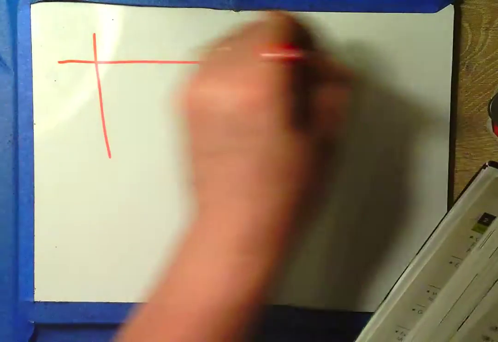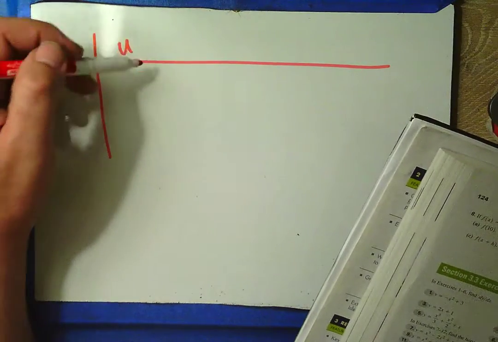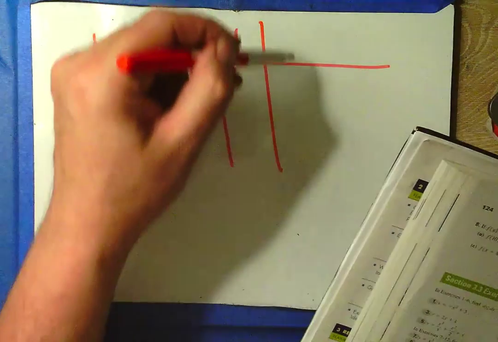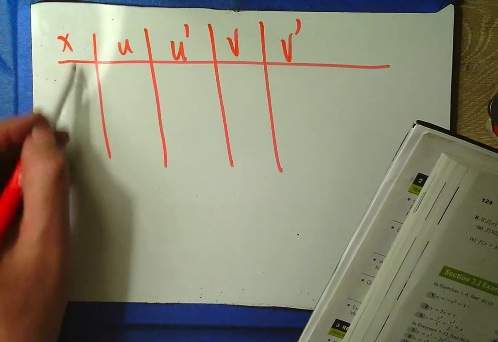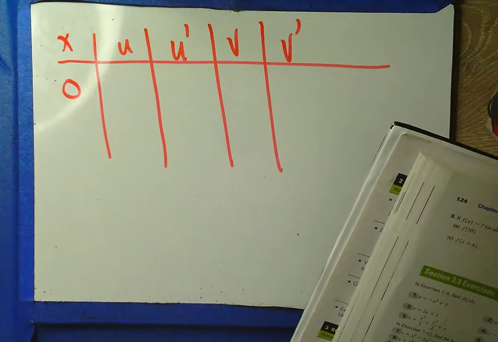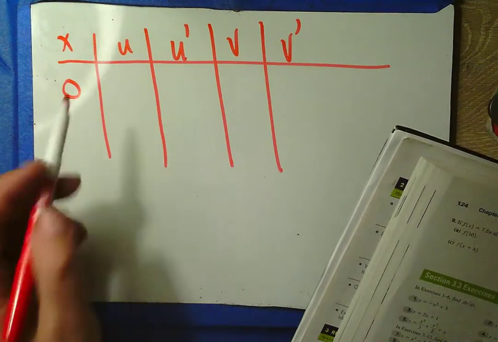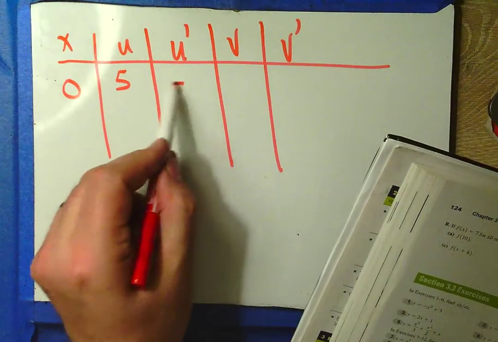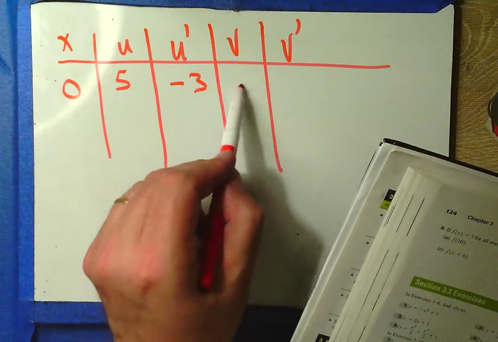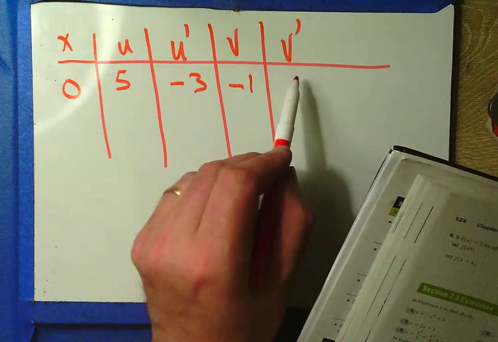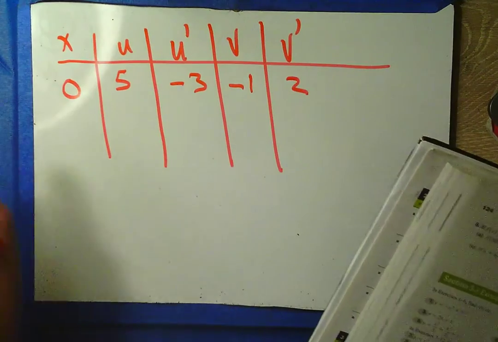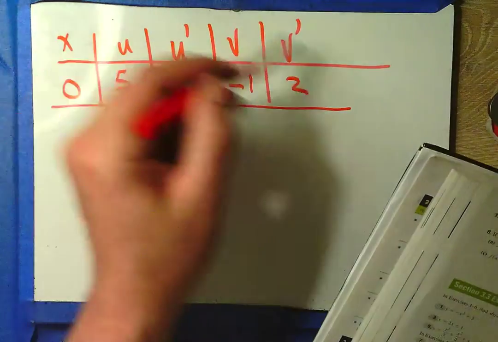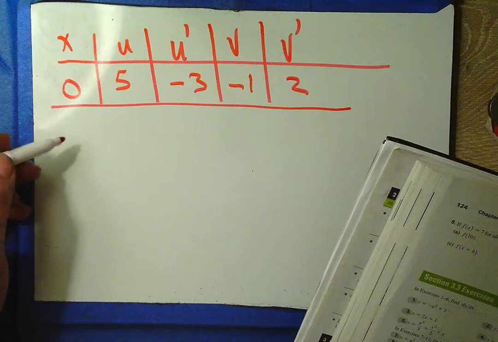Oh, mercy. Okay, so we've got some functions, u and u prime and v and v prime, and we want to know when x equals 0. So they told us that u of 0 was 5, and that u prime of 0 was negative 3, v of 0 was negative 1, and v prime of 0 is positive 2. And then they ask us to find some derivatives given this information. Okay, so we're going to be using this information in parts A, B, C, and D.